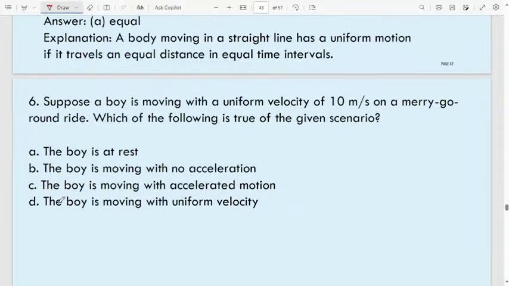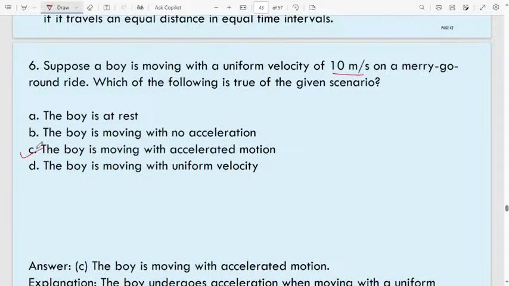Very easy question. Next question, suppose a body is moving with a uniform velocity of 10 meters per second on a merry-go-round ride. Which of the following is true of the given scenario? Option A, the boy is at rest. Option B, the boy is moving with no acceleration. Option C, the boy is moving with accelerated motion. Option D, the boy is moving with uniform velocity.